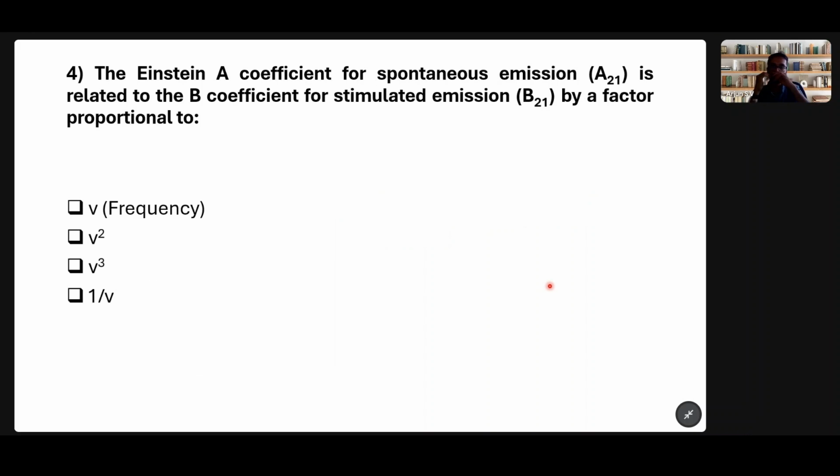And this question you might have already come across. The Einstein A coefficient for spontaneous emission is related to the B coefficient for stimulated emission by a factor proportional to what? Frequency, frequency square, frequency cube, or reciprocal of frequency? And the answer here is frequency cube.